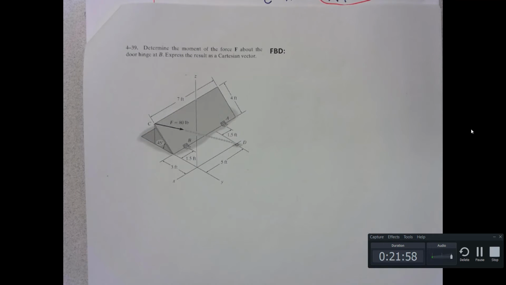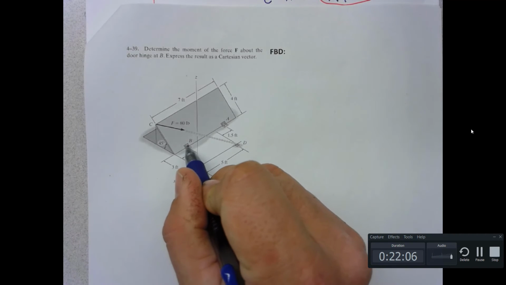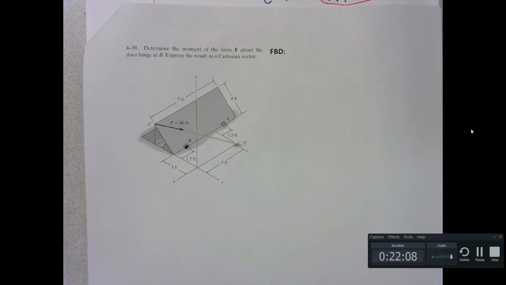Okay. Determine the moment of the force F, 80 pounds there, about the door hinge at B. That's right here. Okay. Express the result as a Cartesian vector. This is going to be fun.